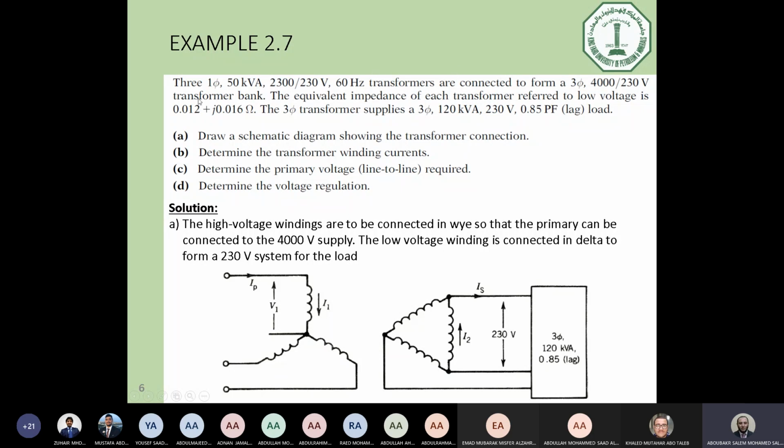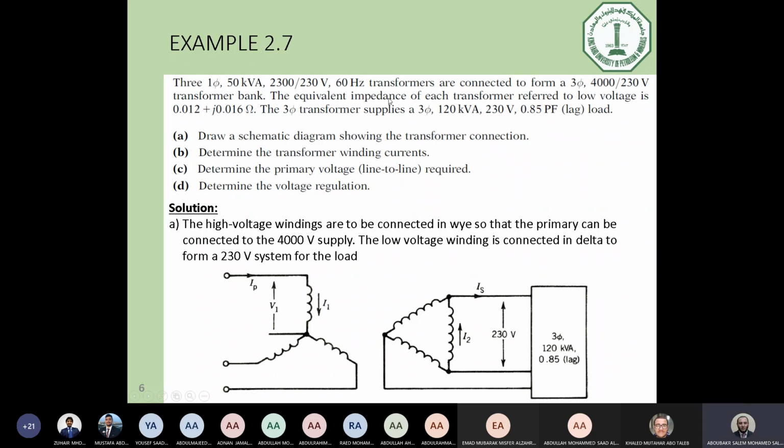If we are going to connect these 3 single-phase transformers to form a 3-phase 4000 over 230 volt transformer, the required now is to obtain this turns ratio or these voltage levels from the 3-phase transformer. How? We can see how we can get this required voltage. So the required is to make a 3-phase transformer bank of 4000 over 230 volt.